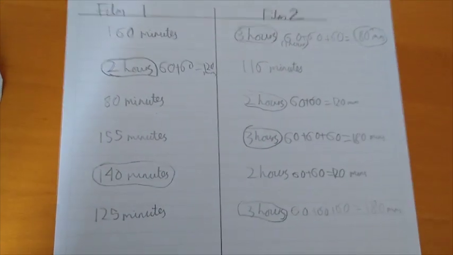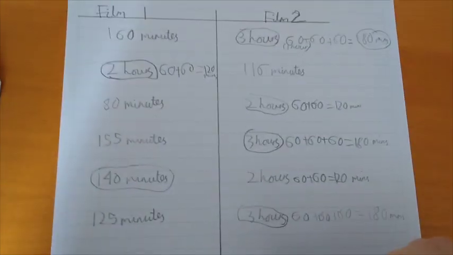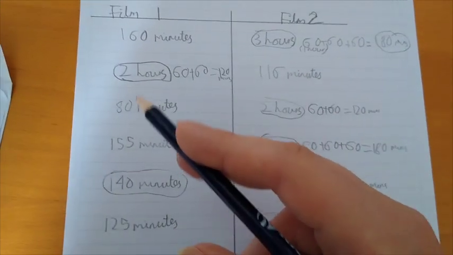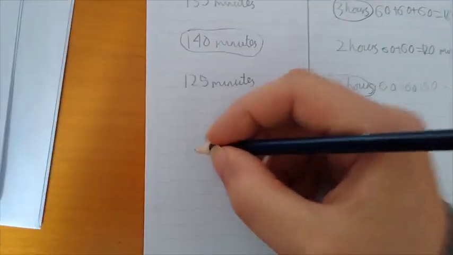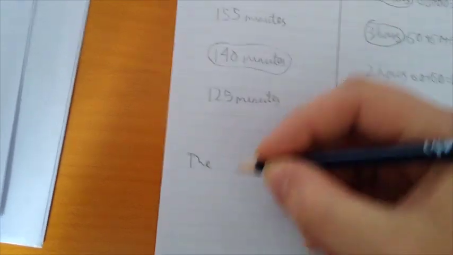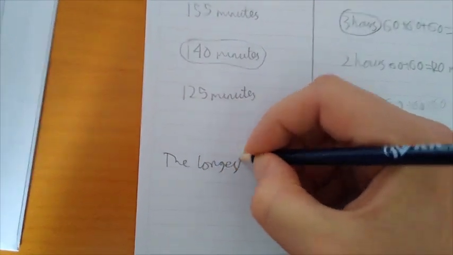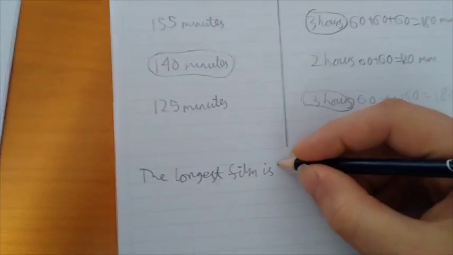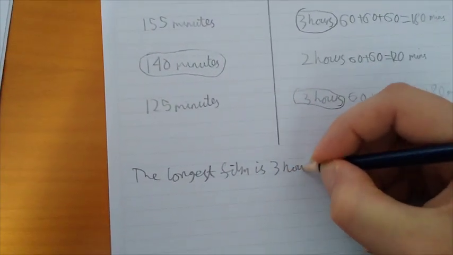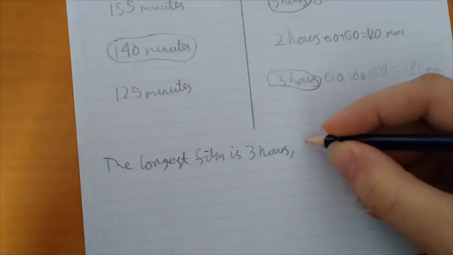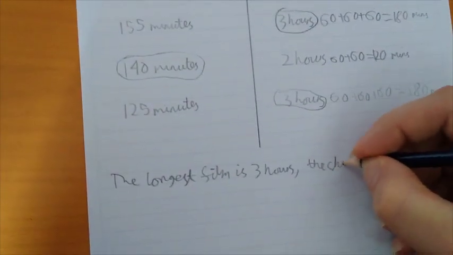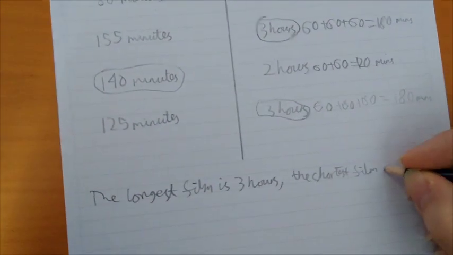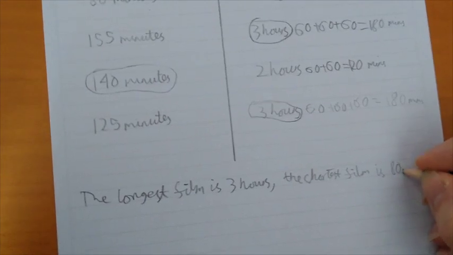So the longest, there's quite a few of them, is 3 hours, and the shortest film is 80 minutes. So here I'm going to write: the longest film is 3 hours. The shortest film is 80 minutes.